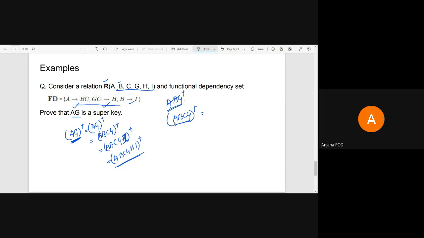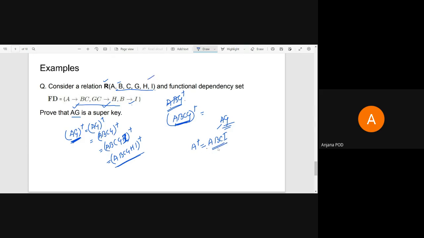Are you getting my point? AG is a subset of ABCG, right? So we can say that AG is the super key, or you can say that AG is the candidate key. Now, how can we check? In a super key, the subset will be a candidate key. If we take the subset of a candidate key, say the closure set of A, we will get A, B, C, I.